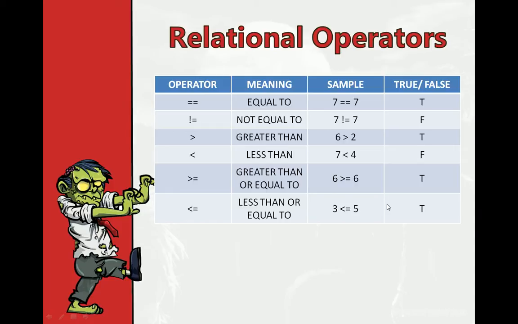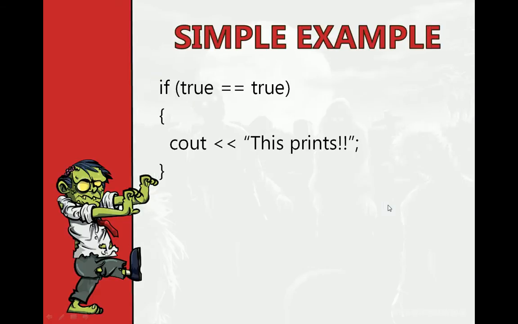Alright, a simple example of an if statement in C++ is if true equals true. We've got two equal signs for comparison here. If true equals true, well, then what's going to happen? What's going to happen is all the code that is contained within these two curly braces. In this case, I just have one statement in here, and it's a cout statement that says this prints with two exclamation points.